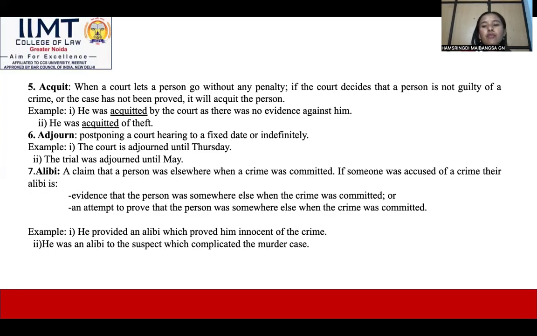So if someone was accused of a crime, their alibi is evidence that the person was somewhere else where the crime was committed, or an attempt to prove that the person was somewhere else when the crime was committed. So a person can also serve as an alibi.